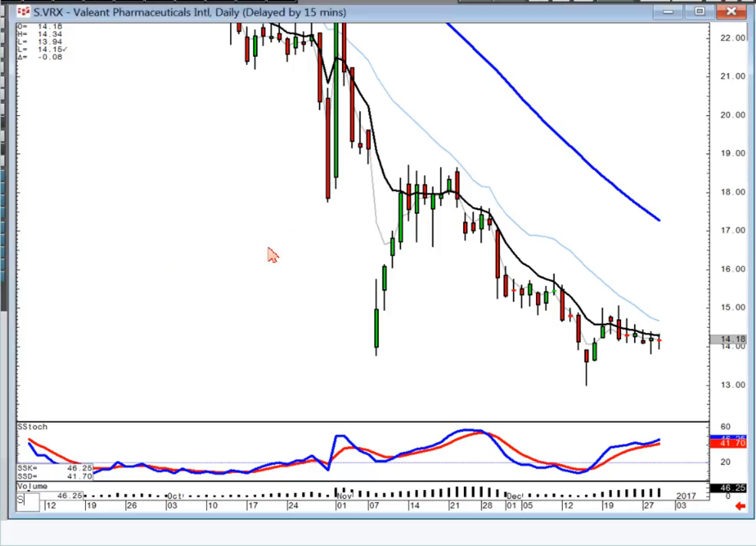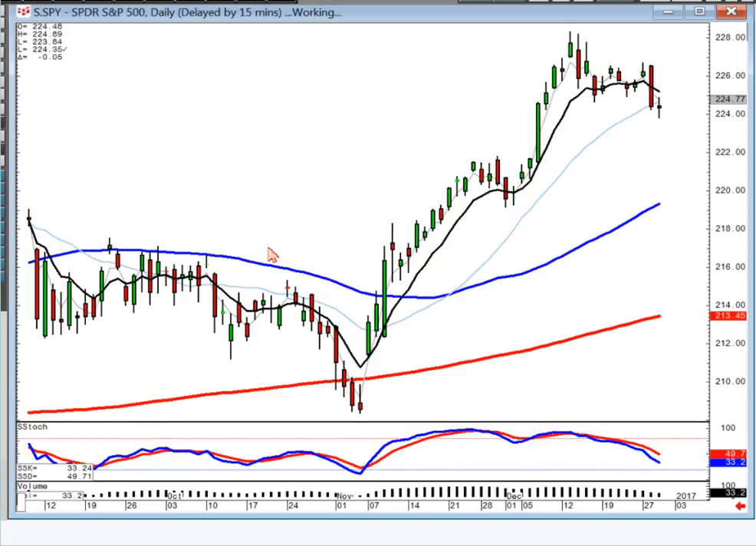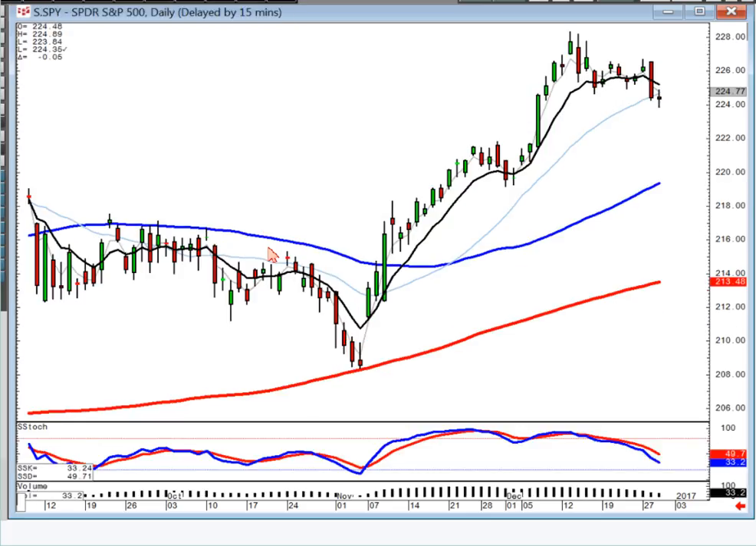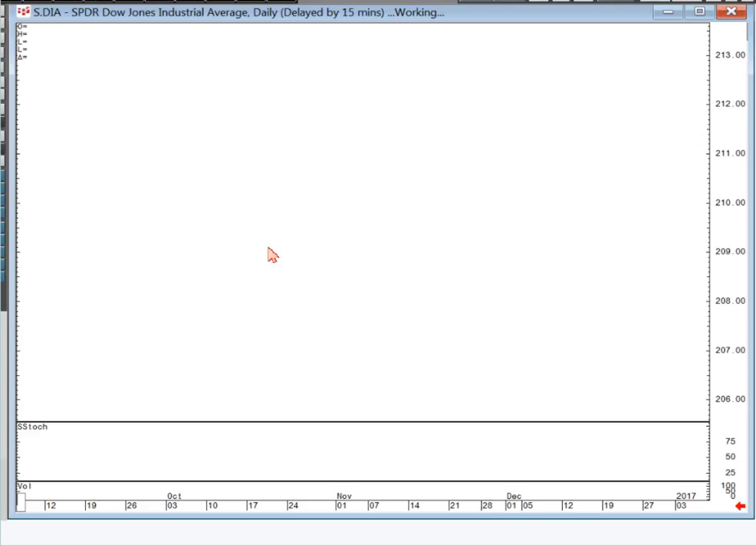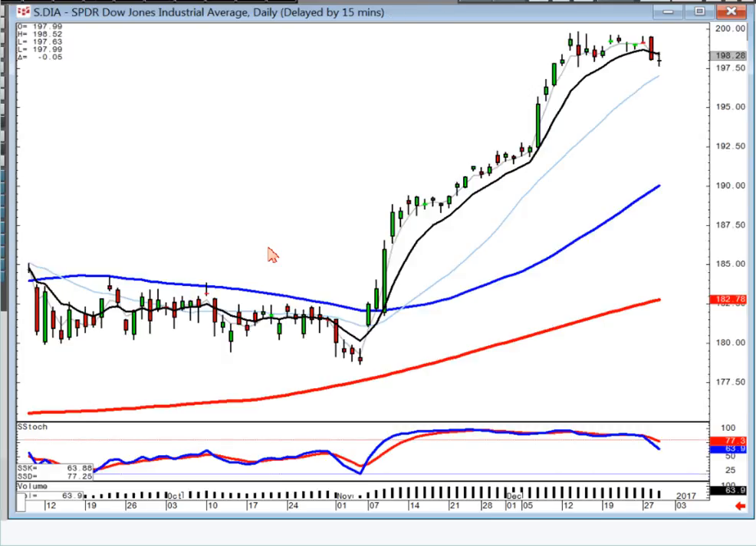The SPY is going to trade the direction they open it. Same thing with the diamonds.